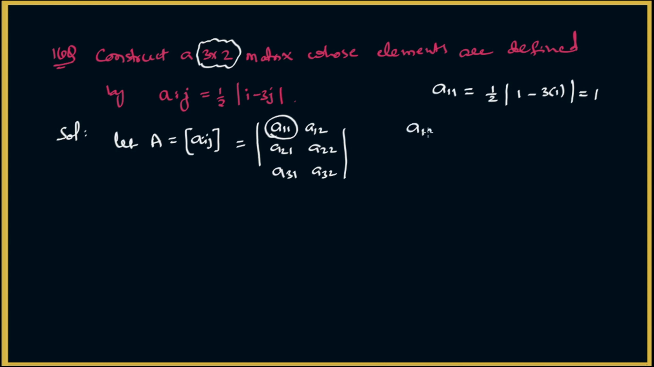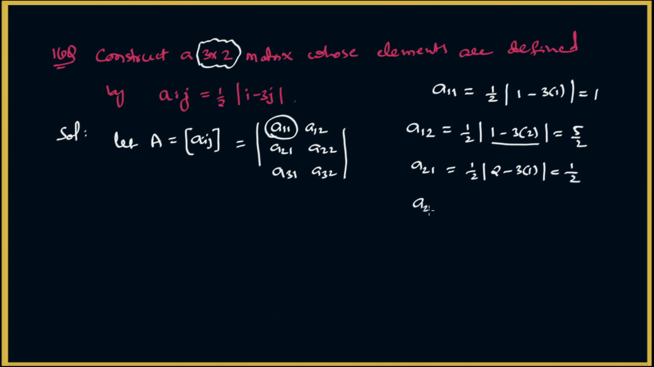Next, a12 means first row second column. So the value of i is 1, and 3 times the value of j is 2. So 1 minus 3 2s are 6. 1 minus 6 is minus 5, mod is there, plus 5 by 2. Next, a21. So 1 by 2, the value of i is now 2, 3 times the j value is 1. So 2 minus 3 is minus 1, mod is there, plus 1, so 1 by 2. Next, a22, 1 by 2 mod (2 minus 3 times 2, 3 2s are 6, 2 minus 6 is minus 4), minus is there, so plus 4 by 2.